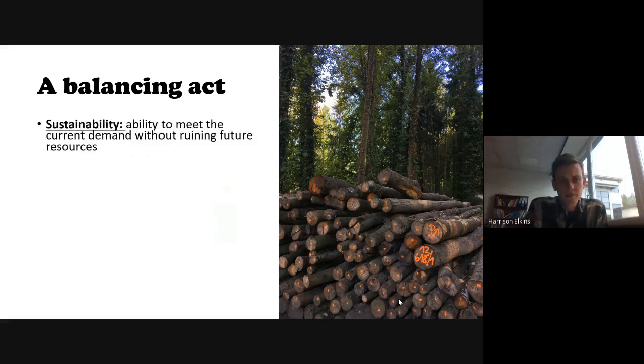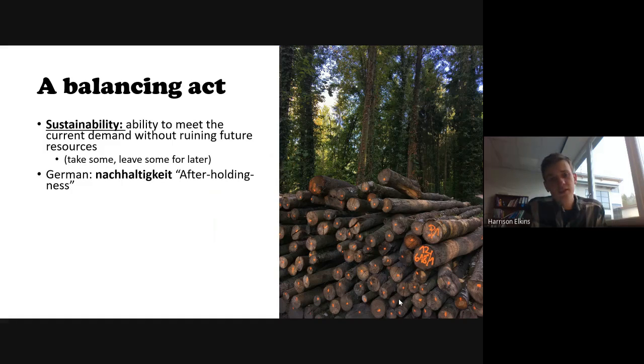So sustainability is basically the ability to meet our current demand, what we need now, without ruining future resources. If you chop down all the trees, you're not going to have any more trees in the future. That would be bad. That would not be sustainable, okay? But we also want to meet current demand. So we do have to chop down some trees, okay?